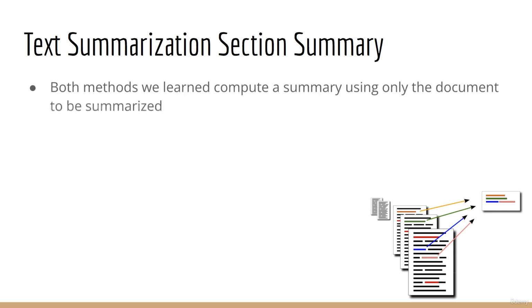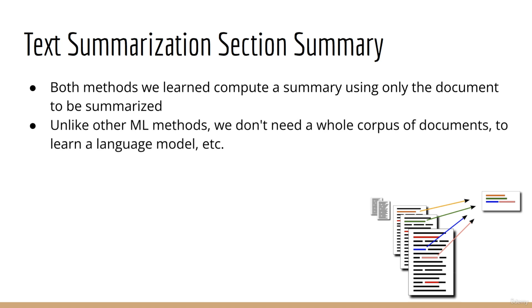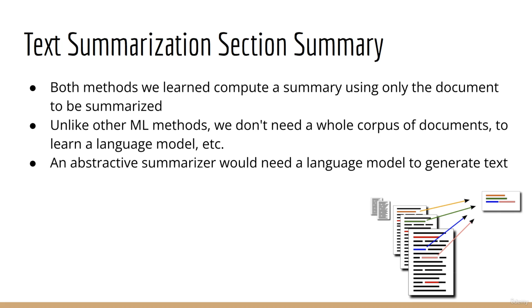Finally, recognize that both of the methods we learned about compute the summary based only on the document we wanted to summarize. In other words, unlike other machine learning methods, it doesn't require us to train on a whole text corpus, learn a language model, and so forth. If we wanted to build an abstractive summarizer, that would be required, since we need a language model in order to know how to generate text. Using this method, we only need the document itself, which is simpler and more efficient.